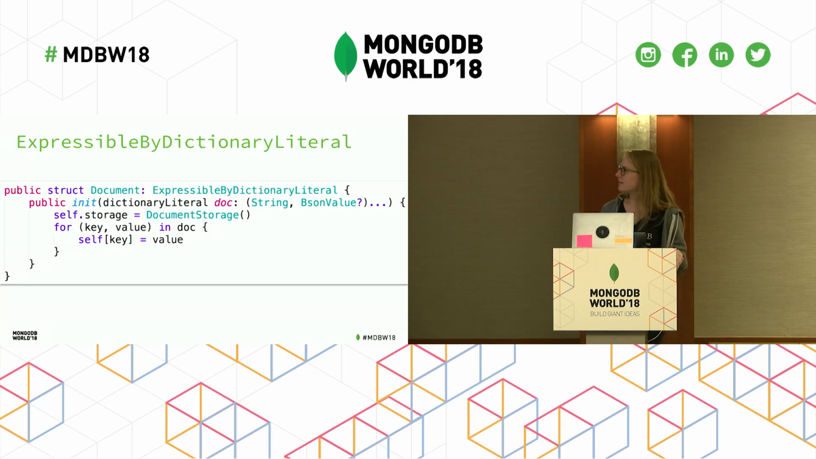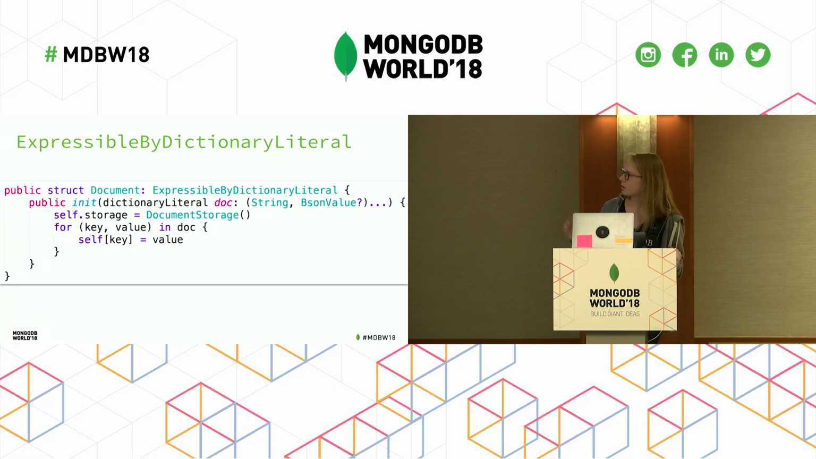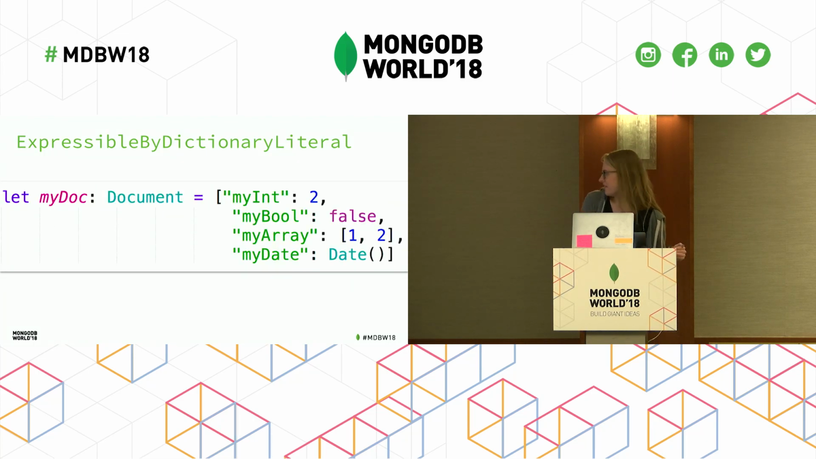So all that required of us was writing this pretty simple initializer that takes in that array of values, which we then iterate through and set on the document. And you'll notice I didn't even have to actually specify those associated types. The compiler infers them for me based on what I used in the initializer here. So that's really nice. And then that allows our users to write their documents like this in a format pretty similar to like the Mongo shell or anything like that.